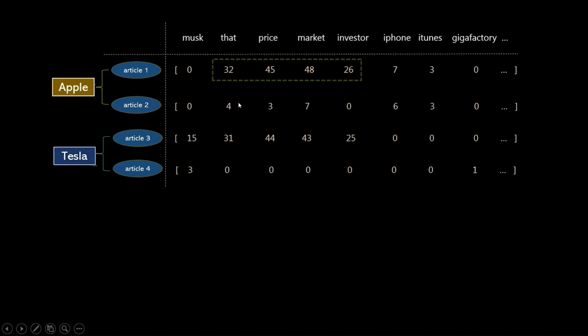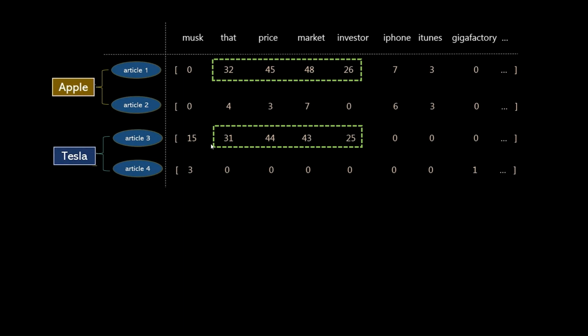Looking at the values of these words with respect to these two articles, the values are very close to each other, clearly resembling that Article 1 and Article 3 are similar, of one particular company. But actually, these two are different. Article 1 and Article 3 are of different class companies. Getting the point?